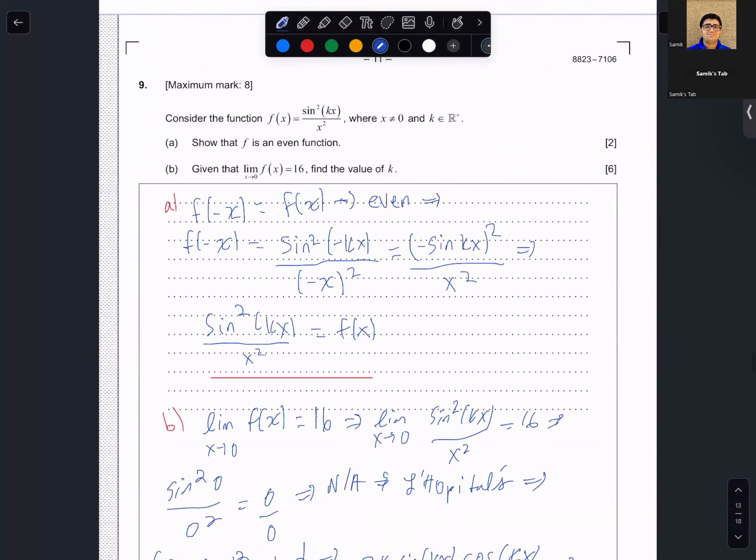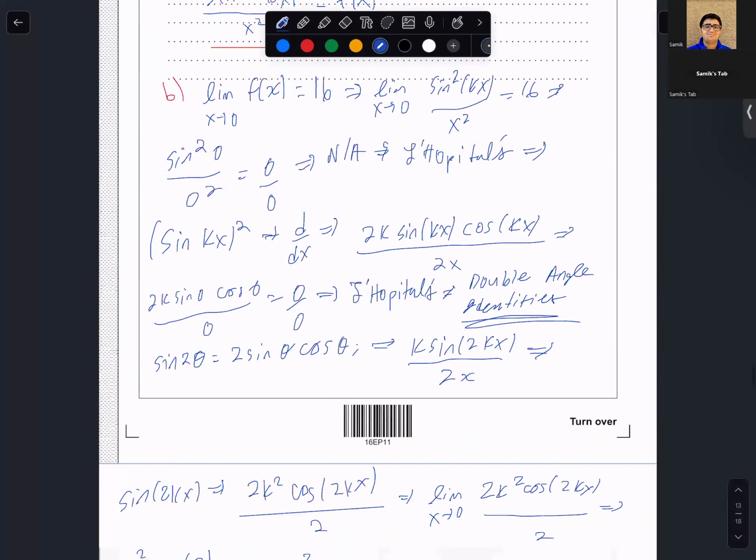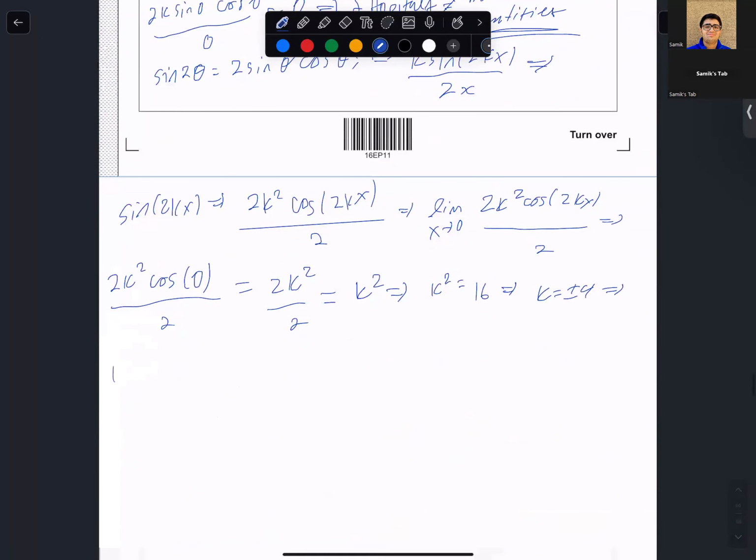But we are given here that it should be within this domain, right? So that means that our negative solution is not an answer. So k is equal to only 4. That's it. So that's how you do this type of question.